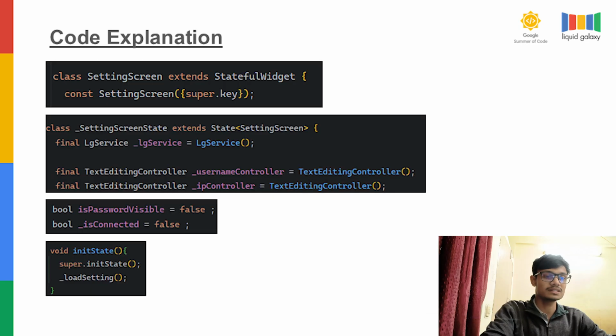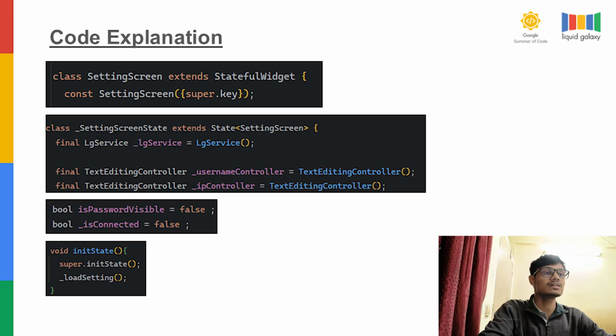The setting screen is a stateful widget because it needs to update UI elements like connection status, input fields, and QR scan result dynamically. The setting screen uses the LG service class to manage all the connection related operations. This keeps the UI layer clean and separate from connection logic.